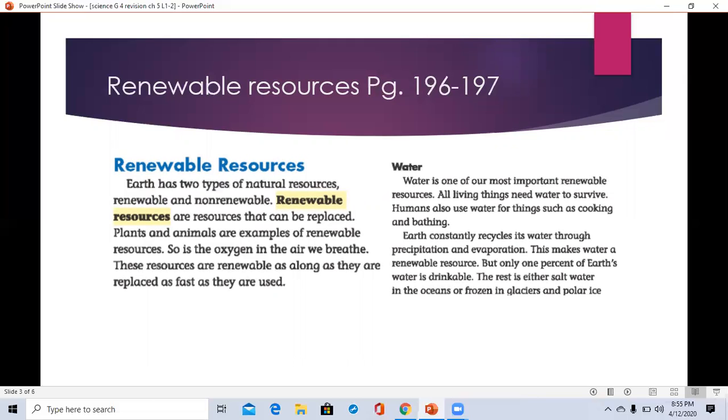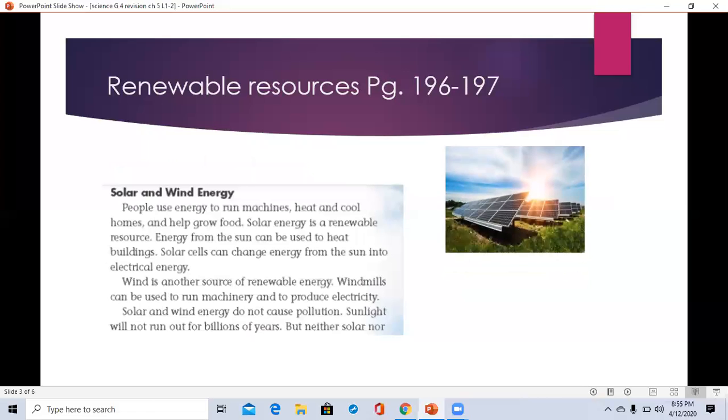For example, water. Water is one of the most important renewable resources. All living things need water to survive. Humans also use water for things such as cooking and bathing. Earth constantly recycles its water through precipitation and evaporation. This makes water a renewable resource, but only 1% of Earth's water is drinkable. The rest is either salt water in the oceans or frozen in glaciers and in polar ice caps.